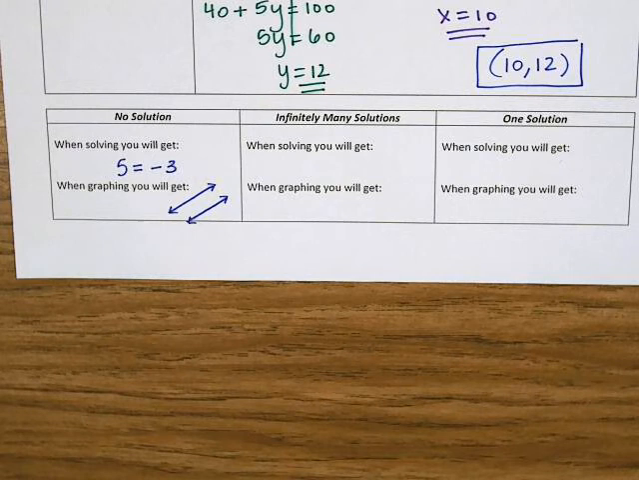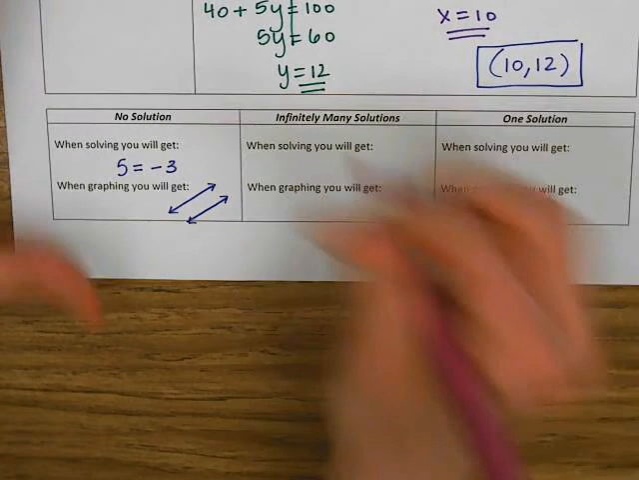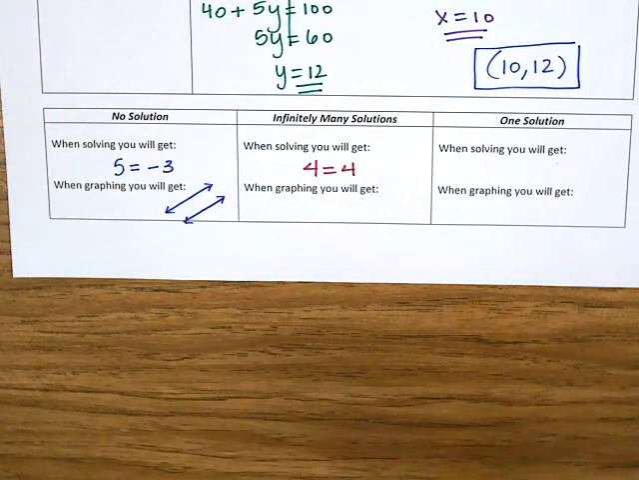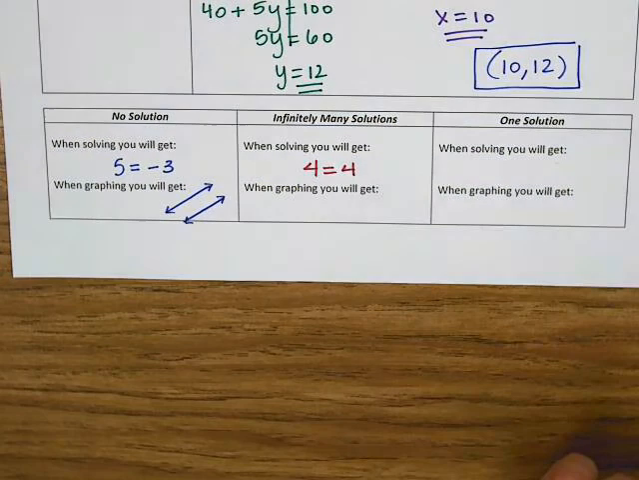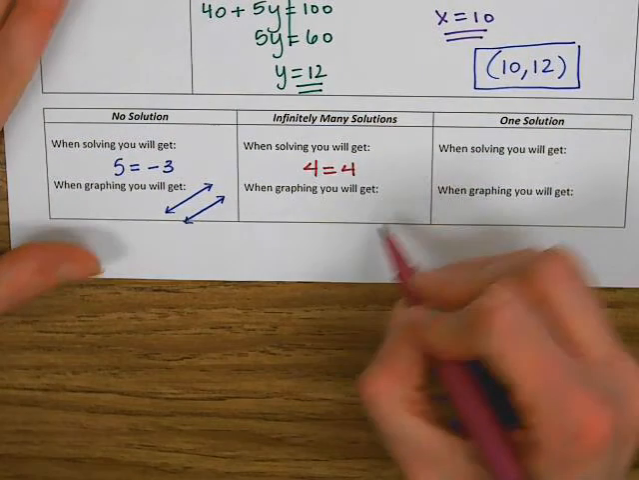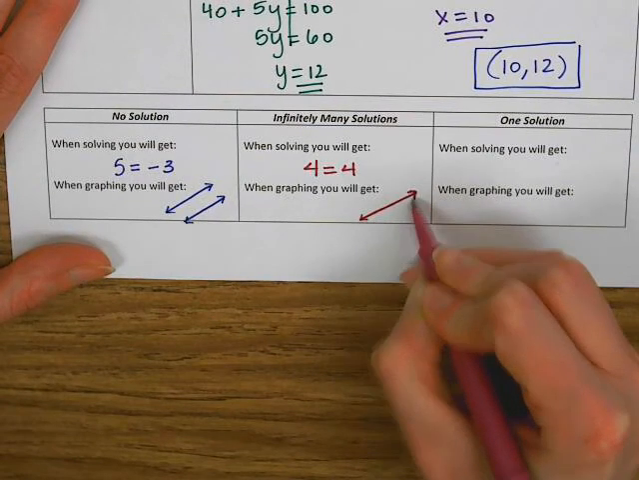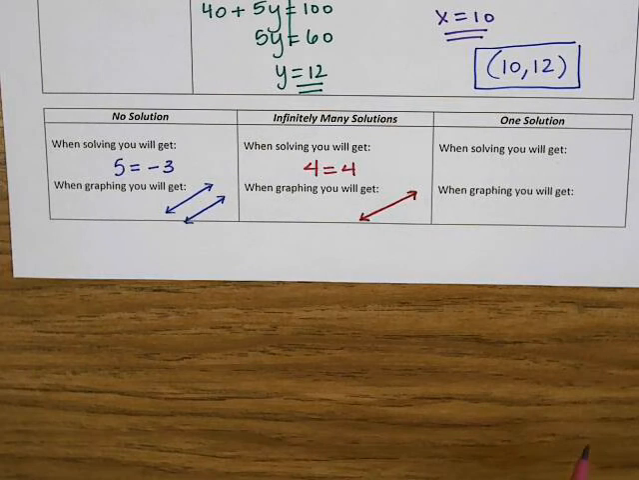Okay, sometimes a solution has infinitely many or all solutions. And this would be, you try solving and you end up with like 4 equals 4. And that's always true. What it looks like on a graph, it would be a line on top of itself. So they have all solutions in common.